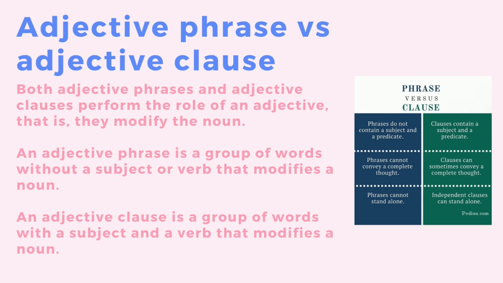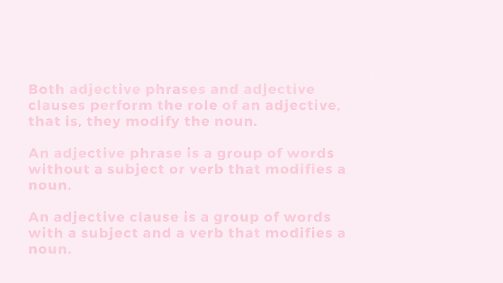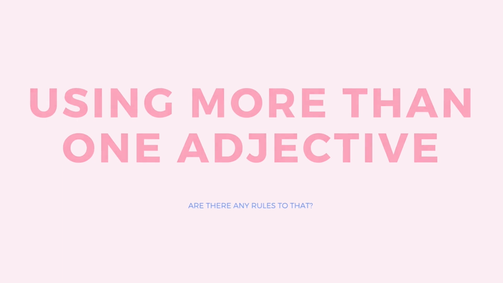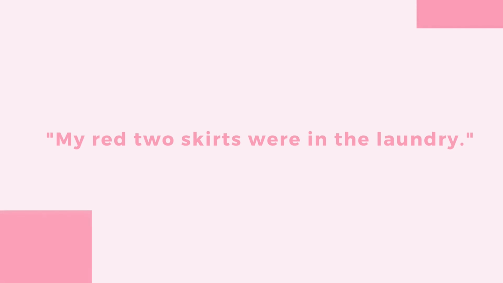With this clear, let's move on to our last topic, that is, can we use more than one adjective in a sentence? And if we can, are there any rules to that? I am trying to explain this topic with the help of an example. Let's read this sentence. My red two skirts were in the laundry. Now, something about this sentence doesn't make sense. What is it?